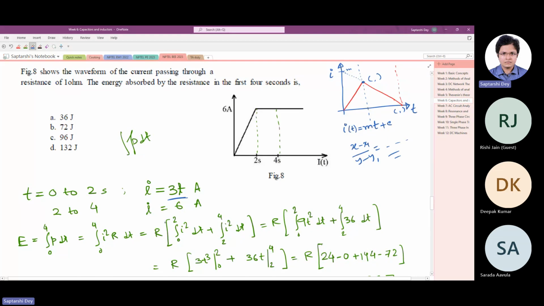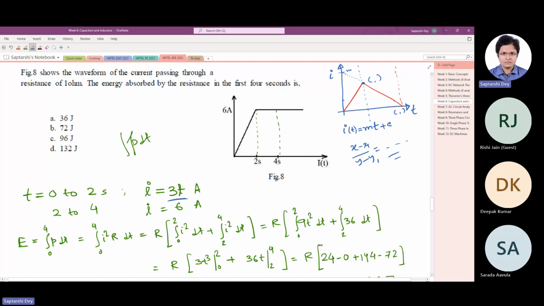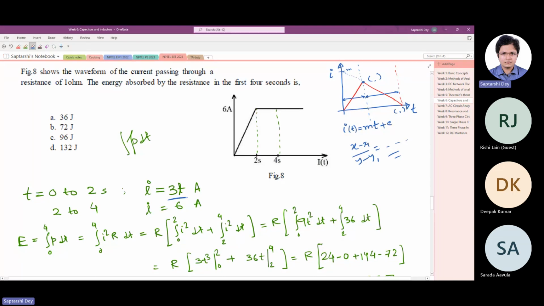Then you can do the integration. But if you do it this way, it becomes complicated, in the sense you have to do a lot of calculation. So in such a case, since you have been asked to find the energy, you can find the energy during this time and separately during this time and simply add them up. They will not affect each other.